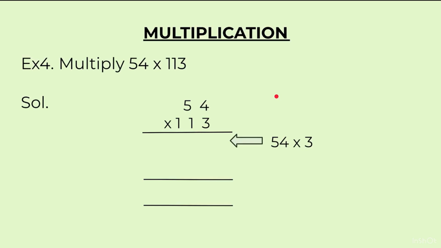First line we will multiply 54 by 3 and write 3 into 4, 12, 1 at the top, 2 at the bottom. 3 into 5, 15 plus 1, 16. Then we will write 0 here to take care of the tens place, and after that we will multiply 1 into 4, 4, 1 into 5, 5.